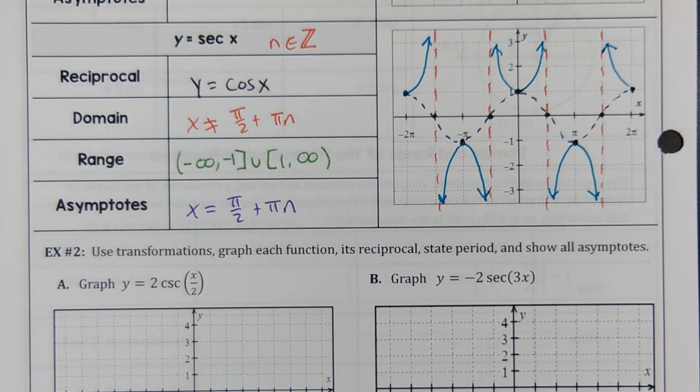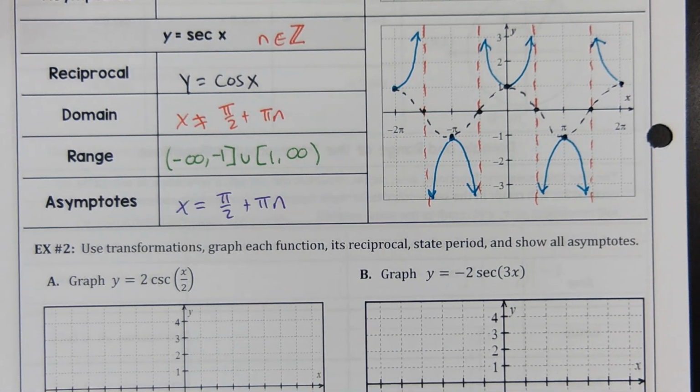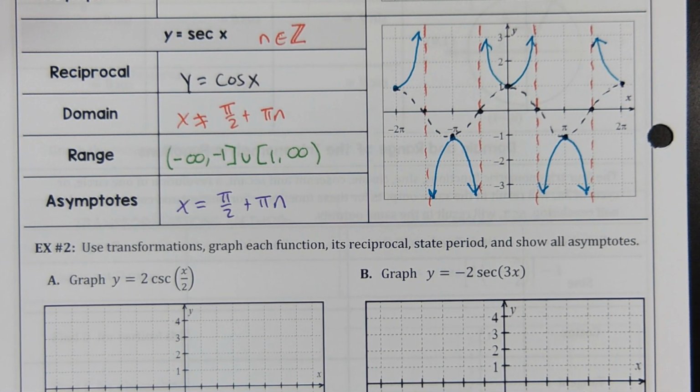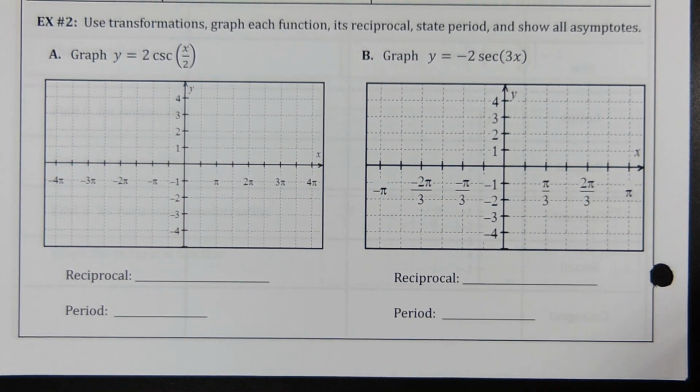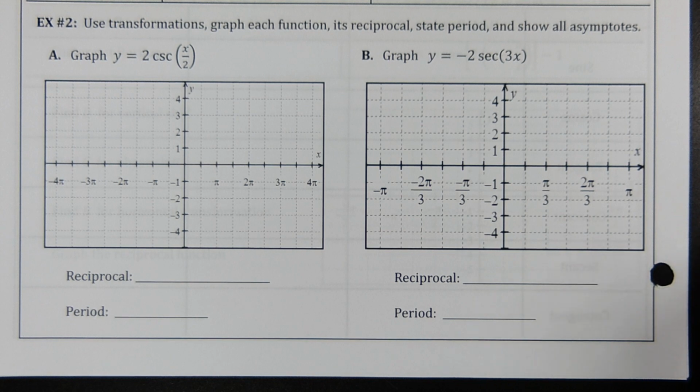Fine. We're ready to do some examples. Can I answer any questions before we do some examples? No? Scoot. It says use transformations, graph each function, its reciprocal, state the period, show all asymptotes. Okay, whatever. Let's start with the most important thing. Reciprocal. The reciprocal of cosecant is sine.